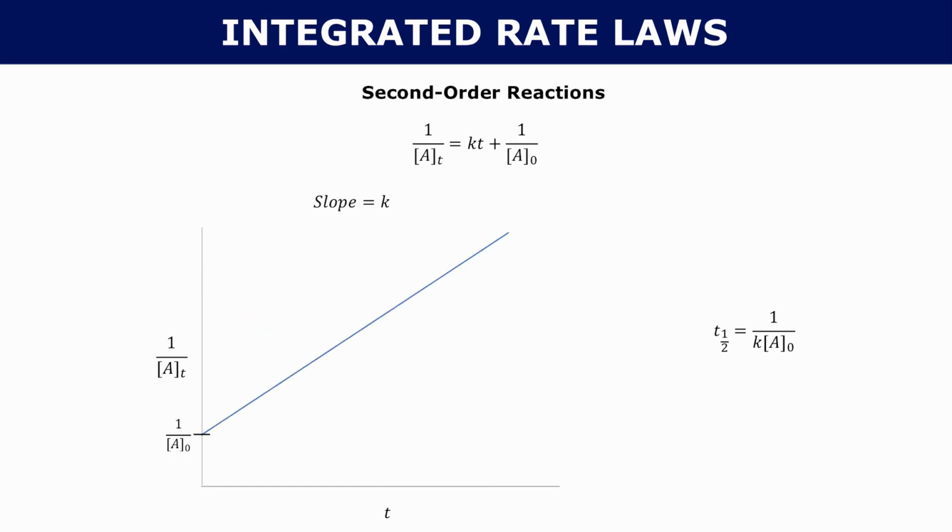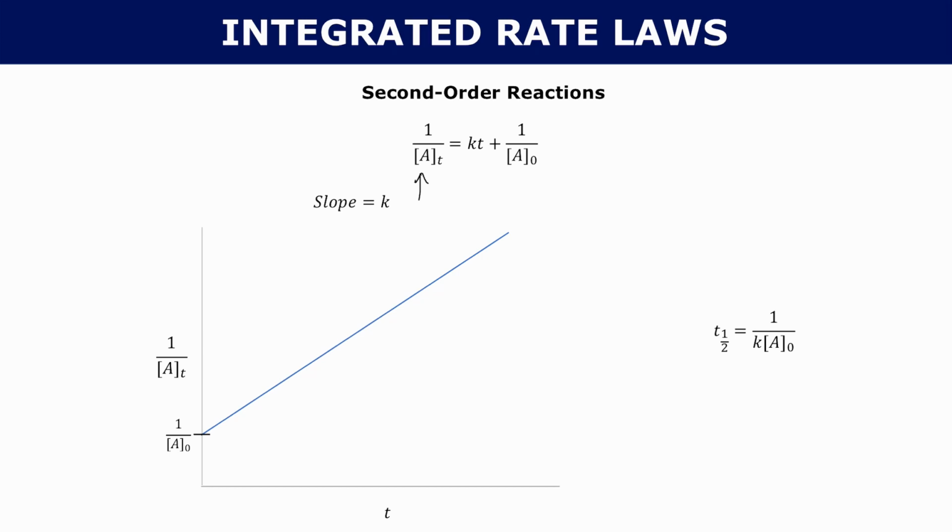Second order reactions are a little different. It's the reciprocal of your concentration at some time t. That's going to be equal to kt plus 1 over your initial concentration. So if you look at the graph, of course, it's in the form of y equals mx plus b. If you graph the reciprocal of your concentration at some time t with respect to time, that is a positive slope. The slope is k, and your half-life is 1 over k times your initial concentration. So I'm not going to show that.